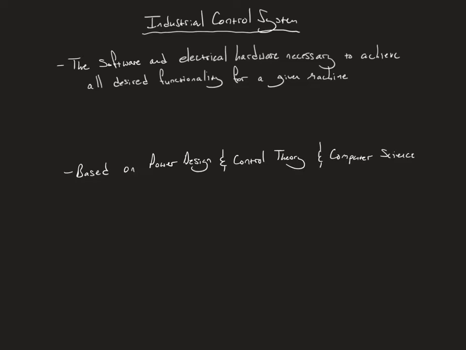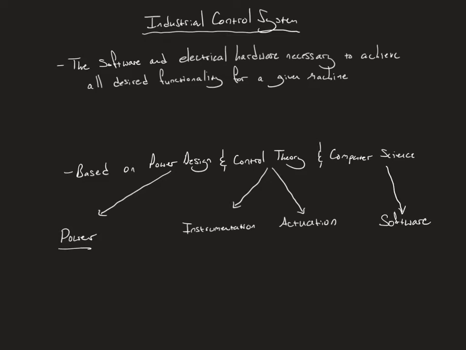Each of these disciplines contributes different components and ideas to the machine. So obviously power design contributes the powering system to the machine. Control theory contributes the ideas of instrumentation and actuation. Computer science contributes the idea of programmatically defining the function of the machine in software. Each of these is an integral part of the overall control system for the machine.